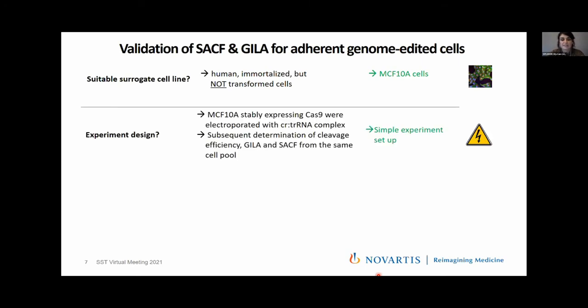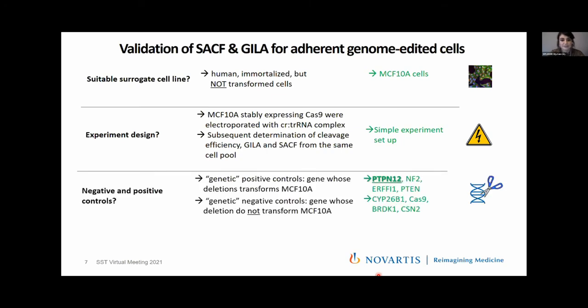Then we wanted to have an easy experiment design. So we generated a cell line that's already expressing Cas9. So we just have to electroporate them with the CRISPR tracer RNA complex. And then subsequently, we could determine cleavage efficiency and perform GILA and soft agar from the same cell pool.